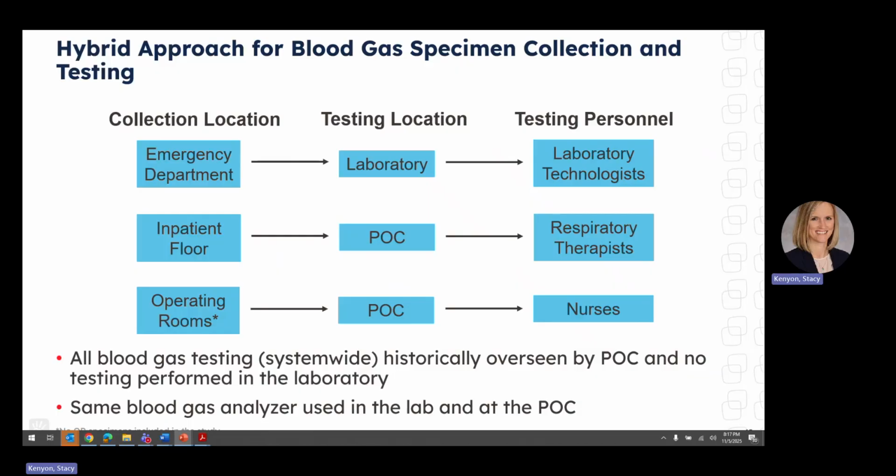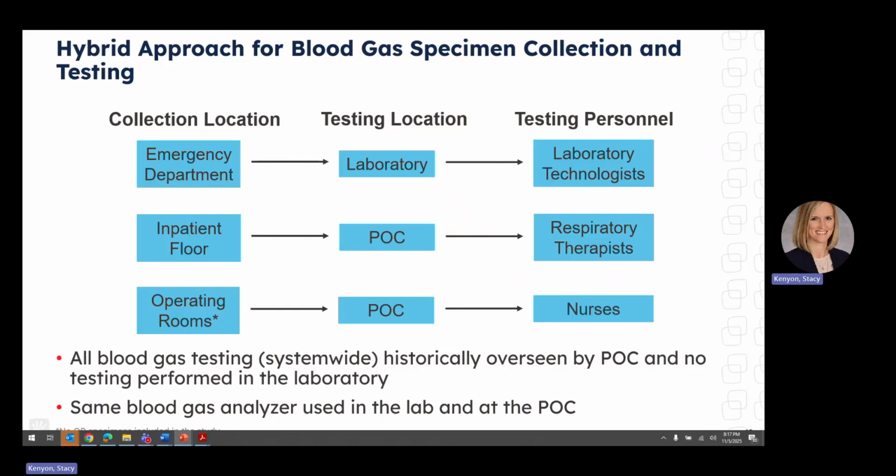Although we have testing at the point of care and in the laboratory, and the testing is performed by multiple different operators, all locations for testing actually have the same model of blood gas analyzer. And I will disclose that it is not a handheld device. So even at the point of care, we do not have a handheld device for blood gas testing currently. I also want to point out that although at this site we do have blood gas testing in the laboratory, historically and at our primary hospital, there's no blood gas testing that is performed in the laboratory.